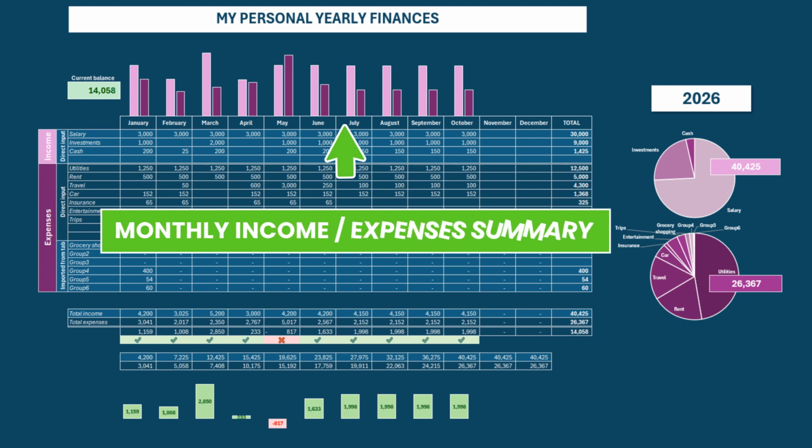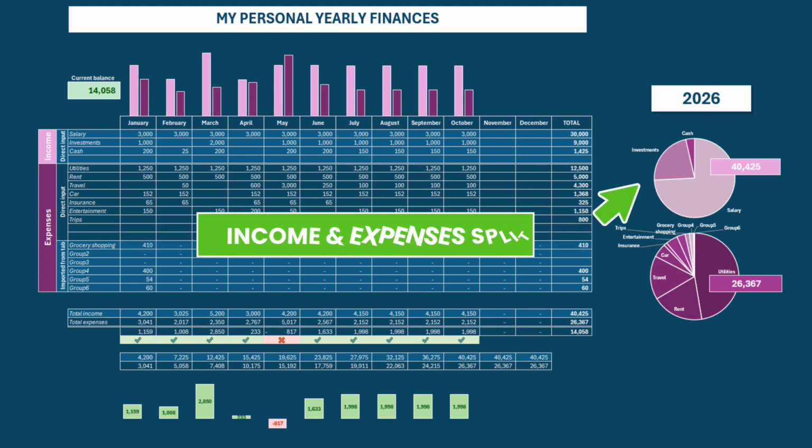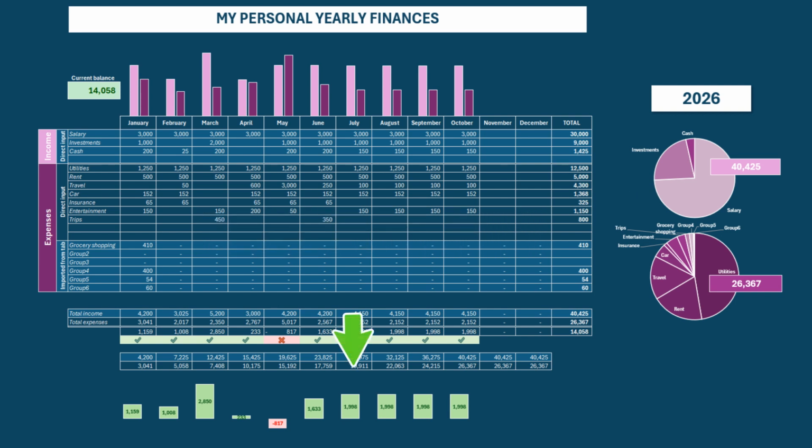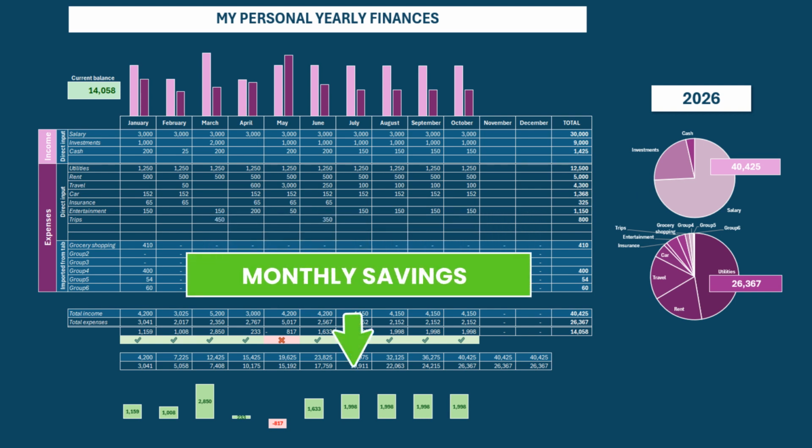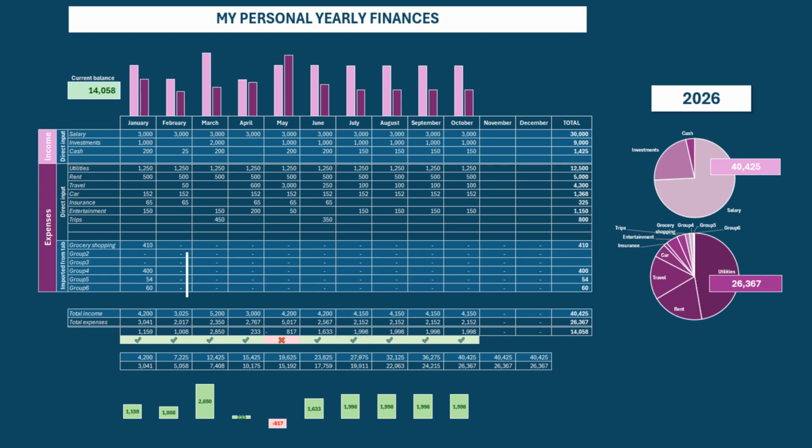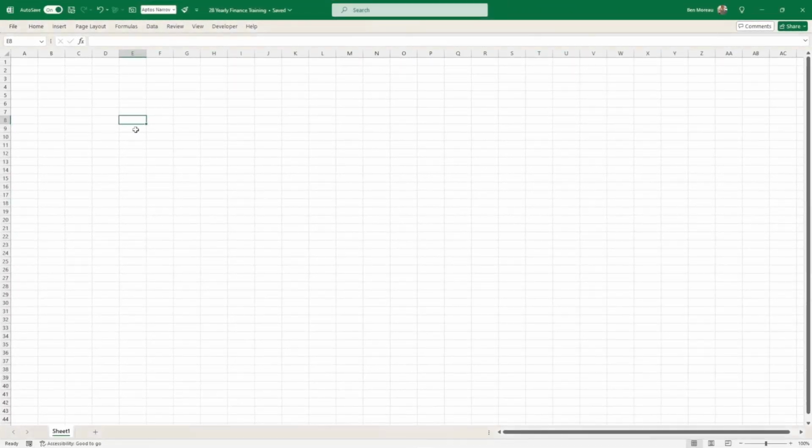Some charts give you a quick view on your monthly income and expenses, and another chart shows you a split of your income and expenses. Finally, at the bottom of the page, you can have a quick look on how much you are saving every month.